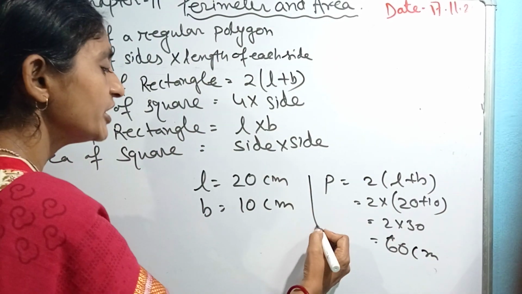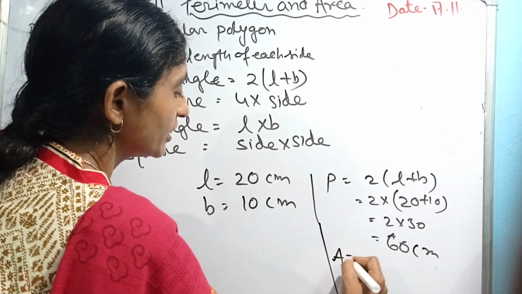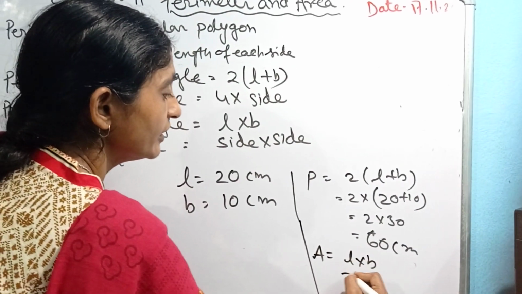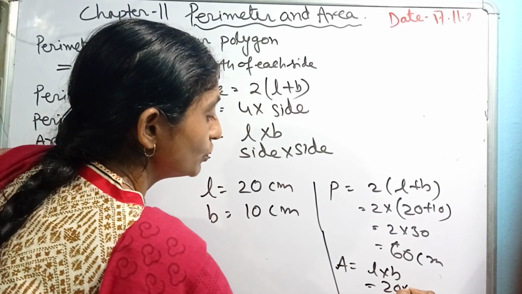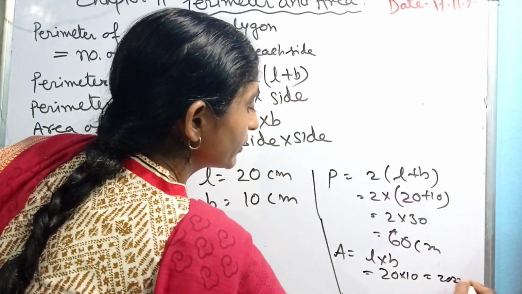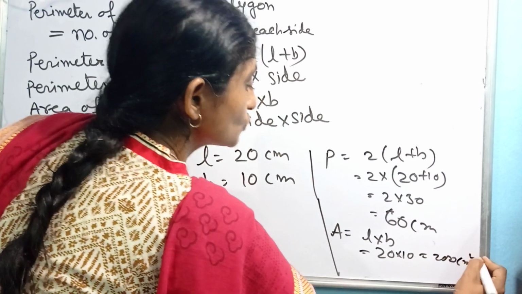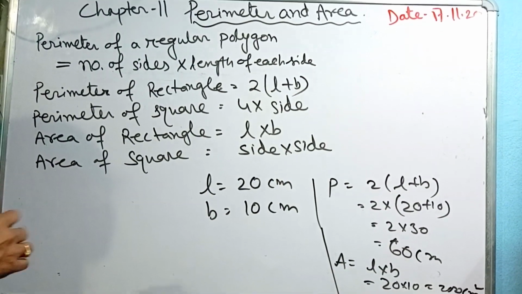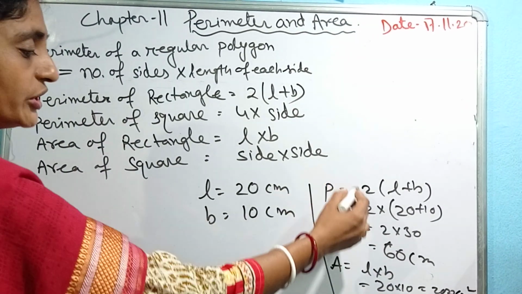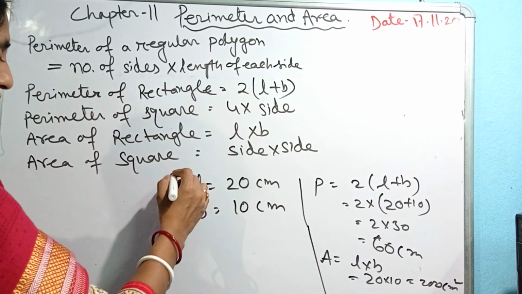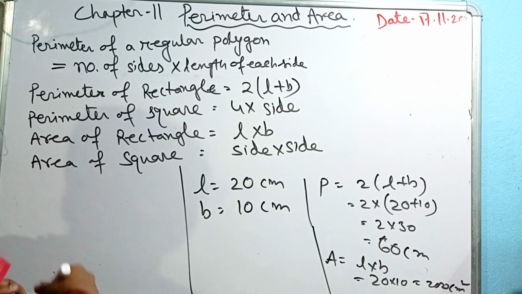Okay, so what will be the area in this case? Here area will be length into breadth, which is 20 into 10, equal to 200 centimeter square. Now come to the second case. Here we have found the area and perimeter of that case. Let's come to the second example.